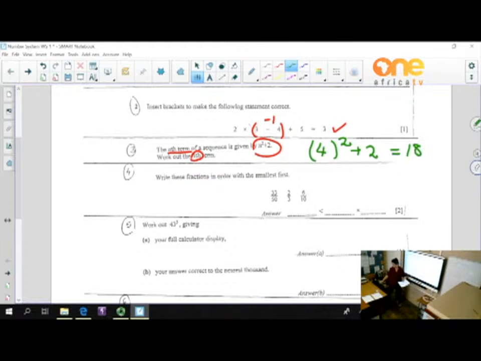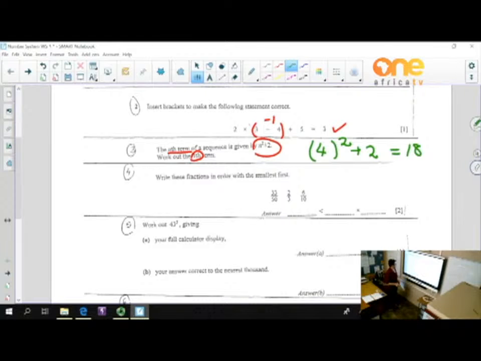Use your calculators. So on our calculators, we use brackets, 4, close the bracket, squared plus 2 is equal to. Make sure that you know how to use your calculators.